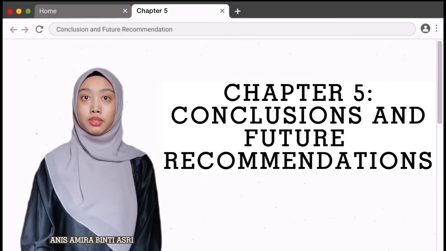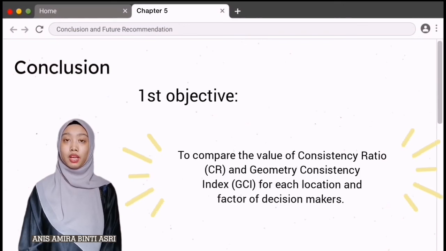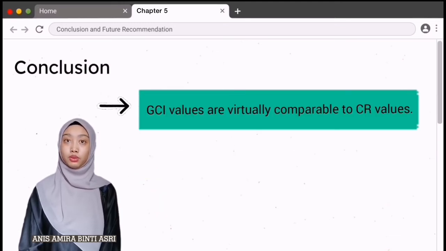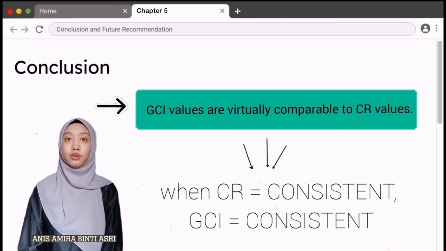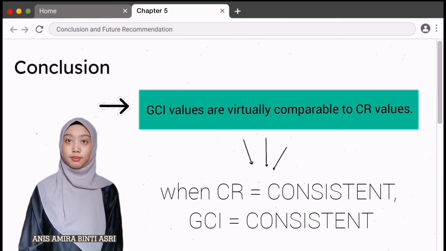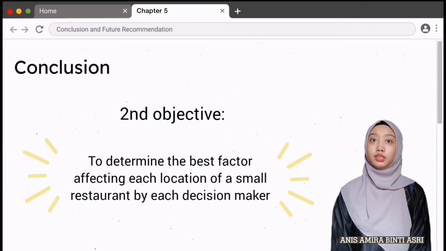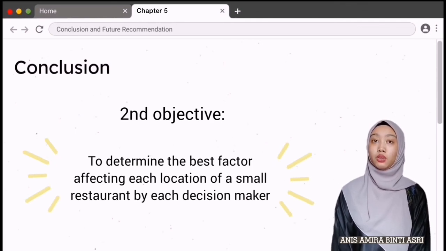Lastly, we will discuss Chapter 5, Conclusion and Future Recommendation. For the first objective, which is comparing the value of CR and GCI for each location and factor of decision making, GCI values are virtually comparable to CR values, because when CR values are regarded as consistent, GCI values are likewise considered consistent. Next, the second objective is to determine the best factor affecting each location of a small restaurant by each decision maker.